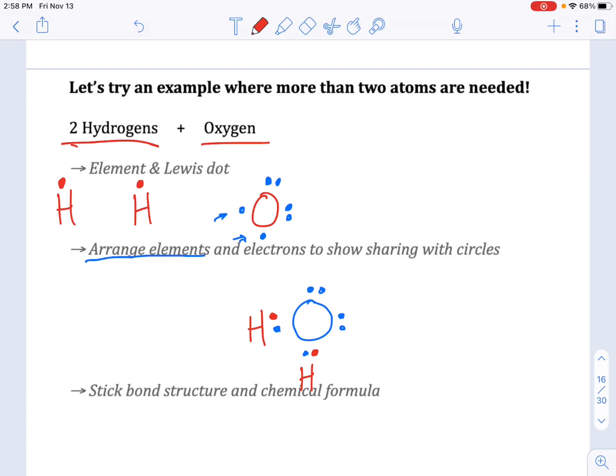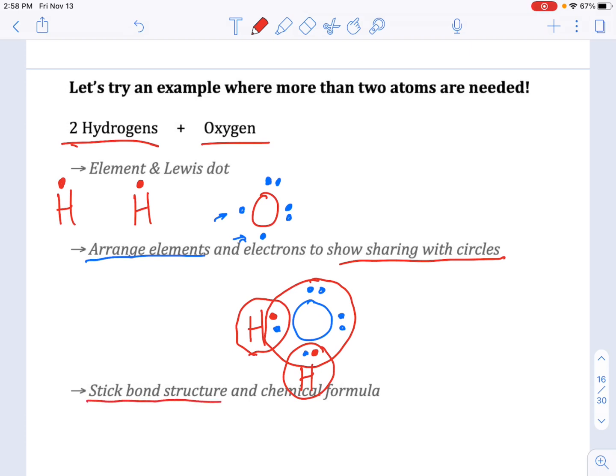and then I need to show the circles. So this hydrogen is happy. This hydrogen is happy. Remember, they only need 2. Oxygen is like most others. It needs 8. So we draw the circle around oxygen. It's got 2, 4, 6, 8 electrons.